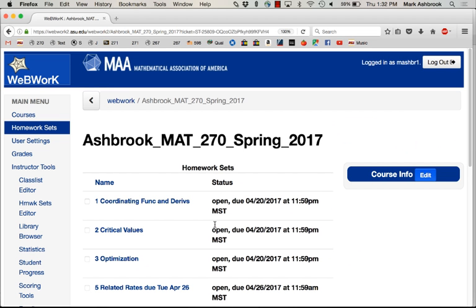Sets 1 through 3, your cutoff is tonight at midnight. As you see, it says right there, the 20th at 11:59 p.m. On 1 and 2, all the problems are extra credit, but they're all very helpful for the third exam and the final. For the optimization, you're required to do 3 of the first 9 and 1 of the last 3. So 4 total problems are required. Any of the rest of them are extra credit. All of those are due tonight.